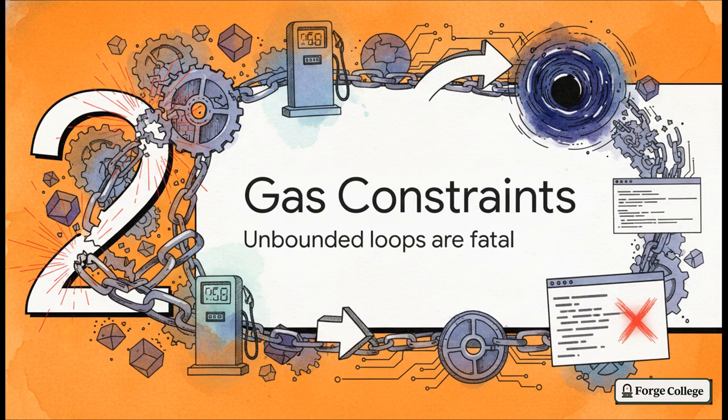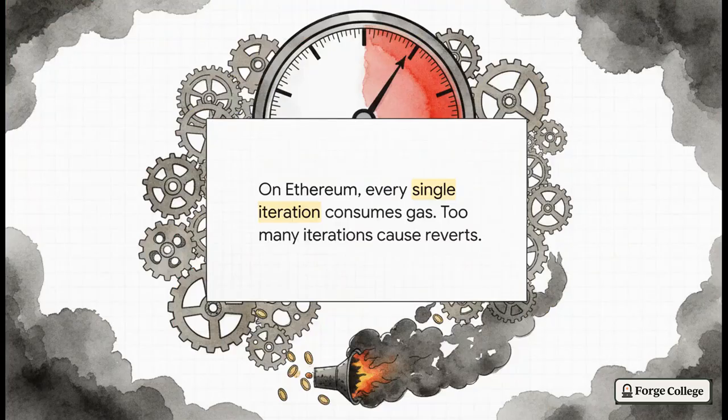Moving right along to Section 2, the blockchain gas constraint and why unbounded loops are fatal. Okay, the crucial point you absolutely must burn into your brain right now is this. Every single iteration consumes gas. On Ethereum, and honestly similar chains too, computation is never, ever free. Every single time your loop cycles, whether it's just reading a tiny value from storage, allocating memory, or doing some incredibly basic math, it adds to a running toll. It is exactly like a taxi meter that just keeps ticking up with every rotation of the tires.